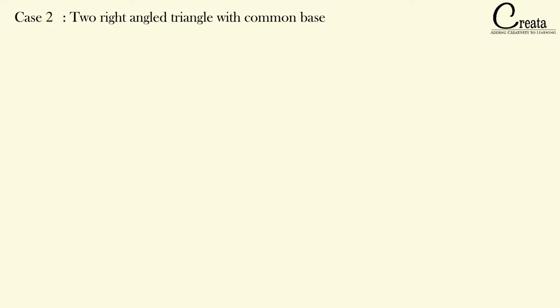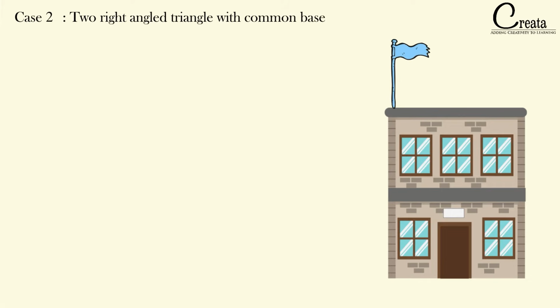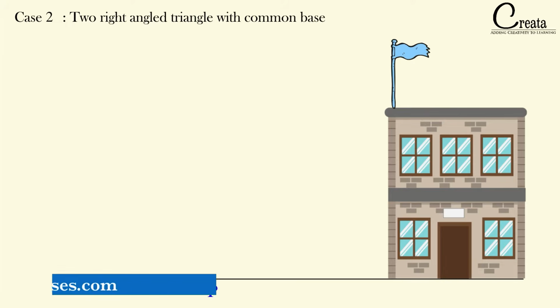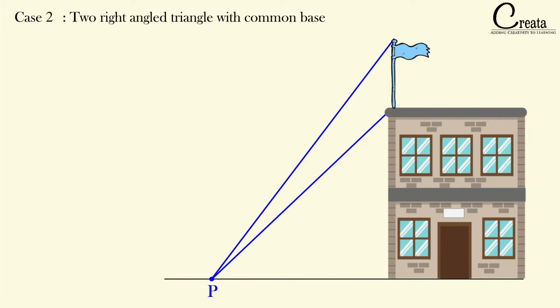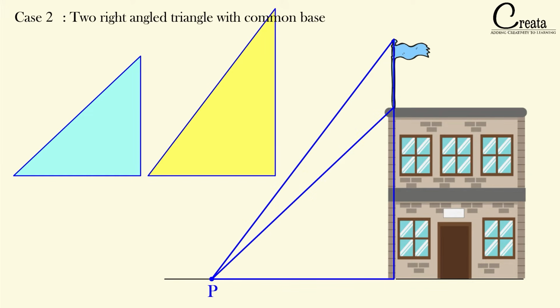So this is the case 1, the simple one, the right angle triangle. Let's go to case 2. In case 2, we are having two right angle triangles. For example, we are having a flag on the top of the building, and from a point on the ground, we are looking at the top of the building as well as the top of the flag. Here, are you able to observe these two right angle triangles? One triangle is this big one and the second is this small triangle.